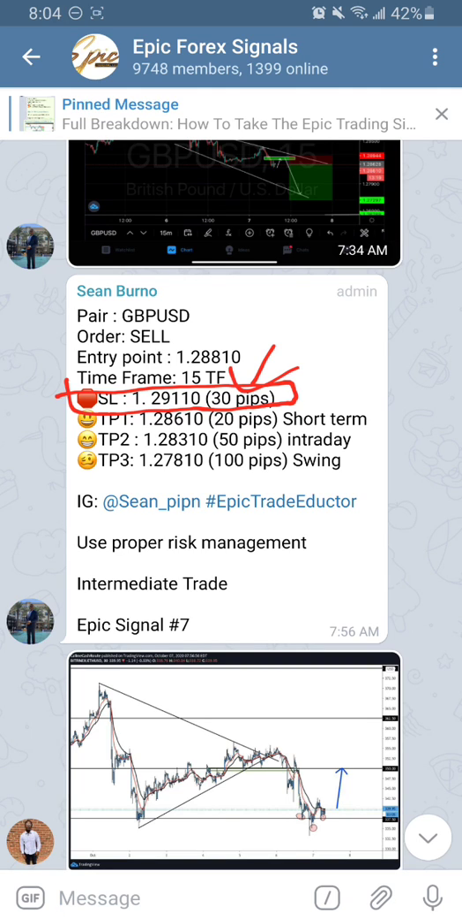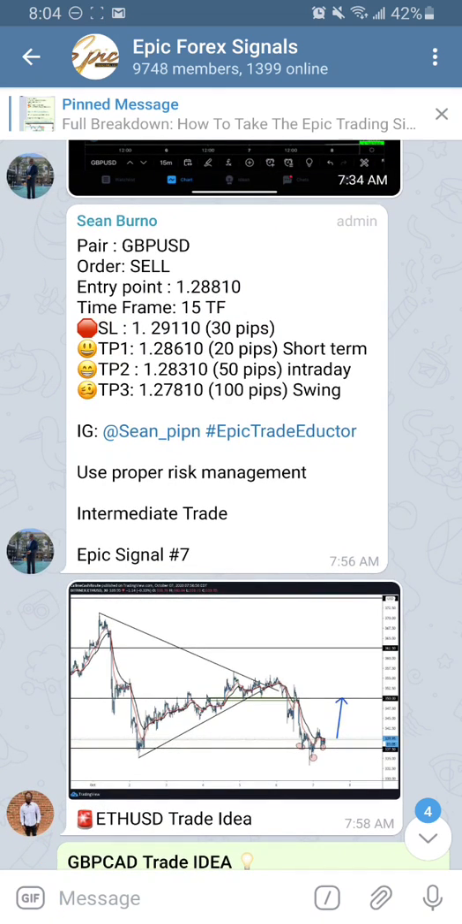So for example, if you have a $100 account and you're looking to take this trade, 0.01 lot size would be 3% of your $100. And if you want to do the math, a 0.01 lot size roughly gives you about 10 cents per pip. So 10 cents times 30 pips would equal $3, right? Which is 3% of $100.